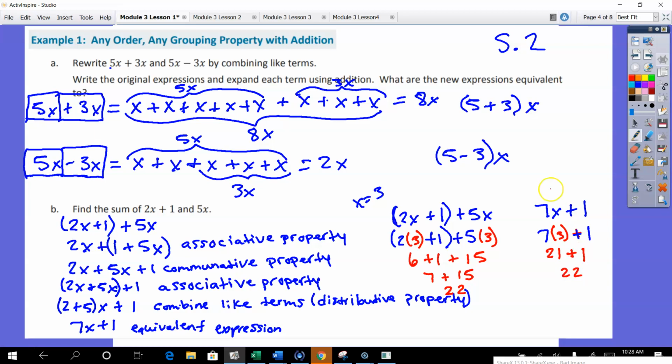So you notice when we had it in what we call standard form, so we combined our like terms, there was one that had an x and one that did not. Remember, we call that our constant, and this number in front of the x is called our coefficient. So this is our constant. We had a few less steps when we plugged in a number there. Less steps helps us to make less mistakes. Okay, so let's go on.